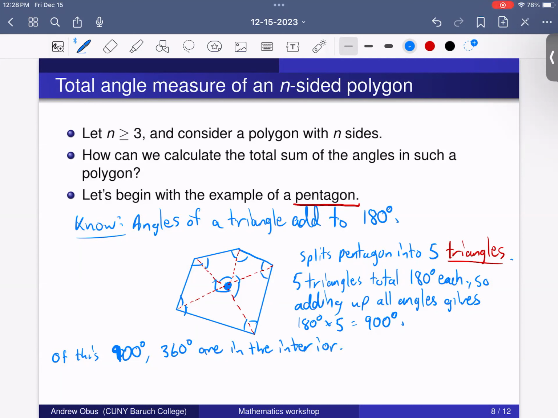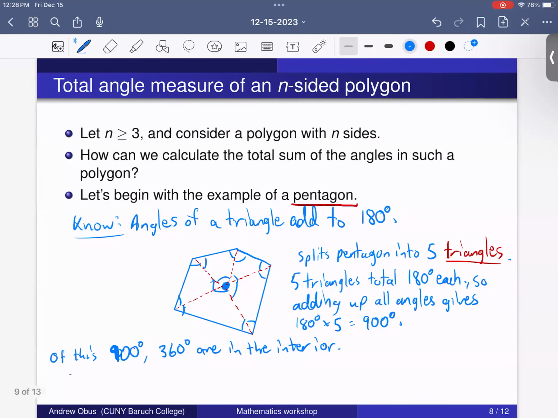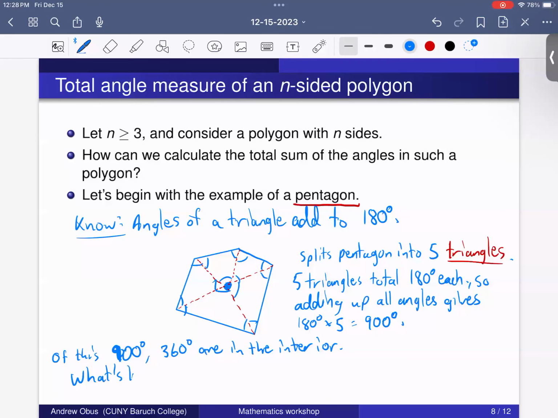Okay, so of this 900 degrees, 360 of them are in the interior, right? They're this circle in the interior. So what's left is the sum of the angle measures in the pentagon, right? So what's left is 900 degrees minus 360 degrees, and this is 540 degrees, right? And this is the sum of the pentagon angles.